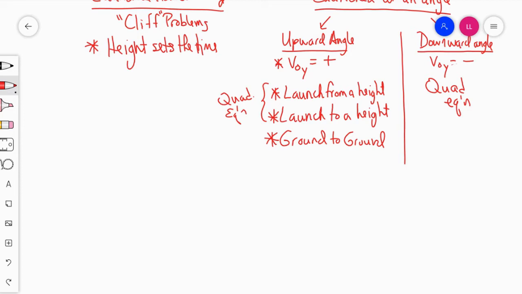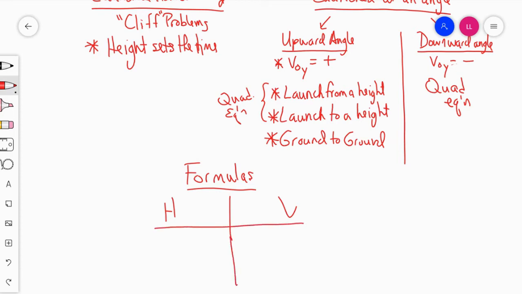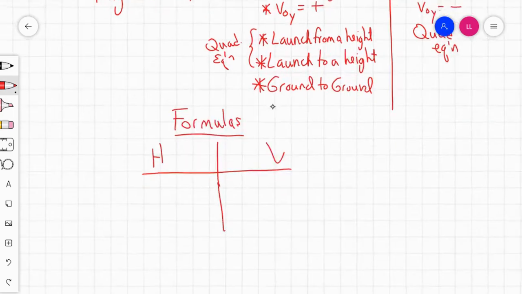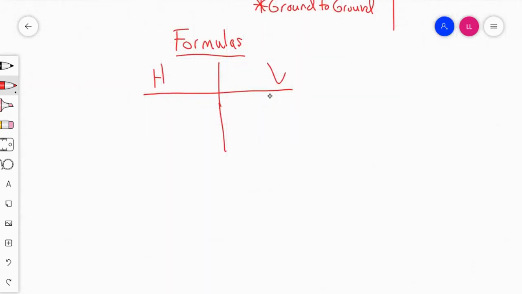Now, when it comes to the formulas, you're going to want to write horizontal and vertical. Because we can break all those kinematics equations that we've spoken about up into horizontal and vertical, and really write down what we call formulas and givens, things that we can plug into our equations to simplify.